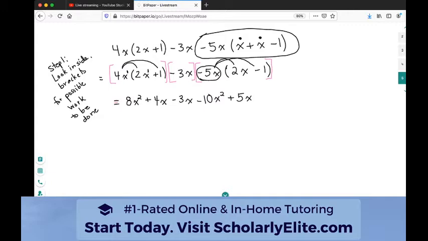Let's go ahead and collect like terms. So step 2 was separate into work sections. Okay. And now step 3 is to collect like terms.